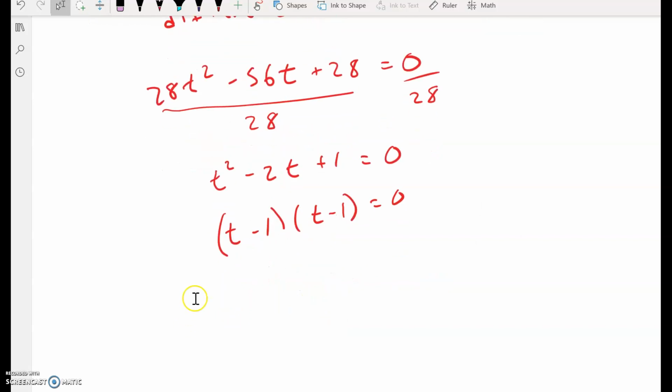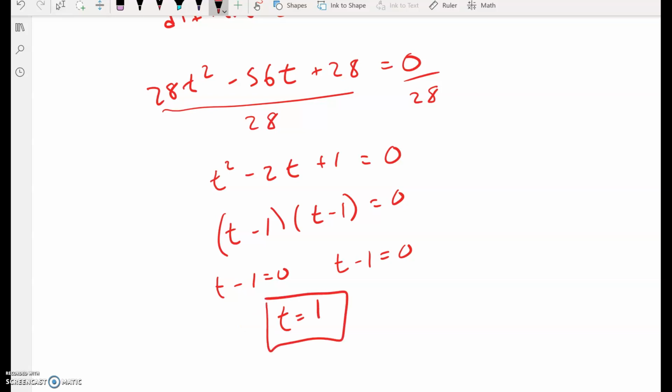So either t minus 1 equals 0 or t minus 1 equals 0. This is an unusual case. I have the same factor twice, so I really have just one solution to this one, which is time equals 0. Okay, no, hold on. Sorry, time equals 1. The distance equals 0. At time equals 1, the difference between the heights is 0. That means that they are the same height.